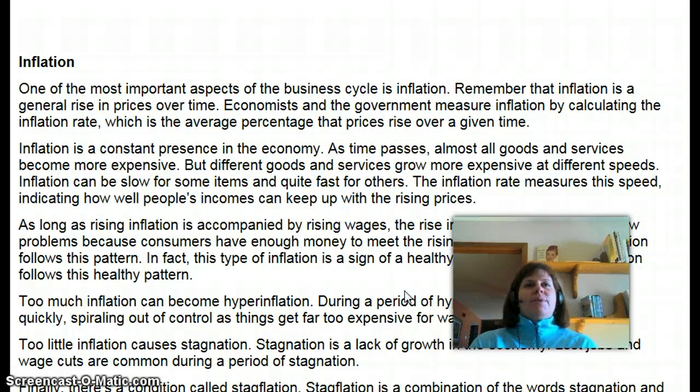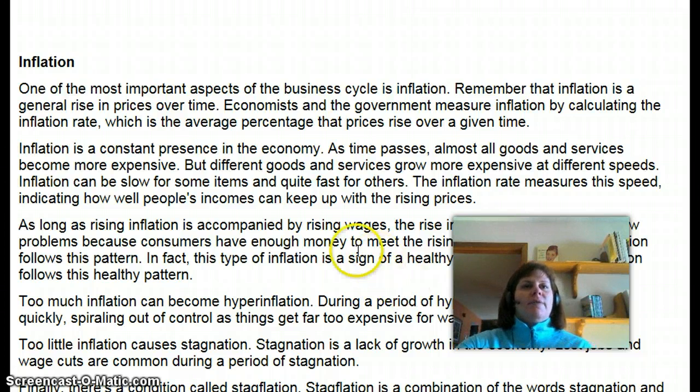Inflation. One of the most important aspects of the business cycle is inflation. Remember that inflation is a general rise in prices over time. Economists and the government measure inflation by calculating the inflation rate, which is the average percentage that prices rise over a given time. Inflation is a constant presence in the economy. As time passes, almost all goods and services become more expensive. But different goods and services grow more expensive at different speeds. Inflation can be slow for some items and quite fast for others. The inflation rate measures the speed, indicating how well people's incomes can keep up with the rising prices.